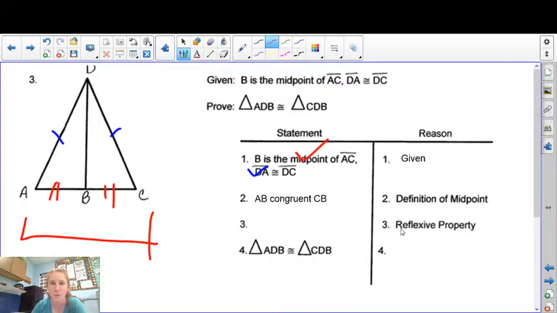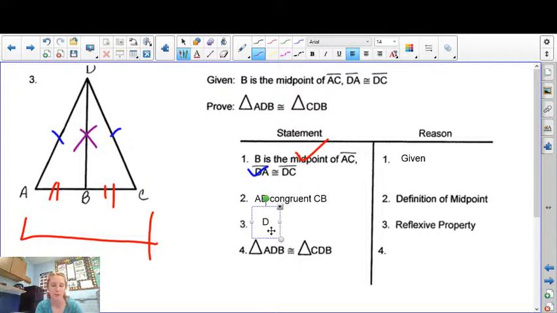I see reflexive property. Ooh, that's my given stuff. That's my favorite. So that's got to be the guy in the middle. So DB is congruent to DB. That's my purple guy. So let's look. What's marked? Side, side, side.